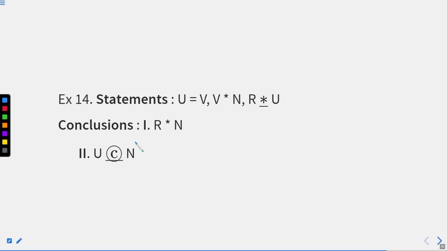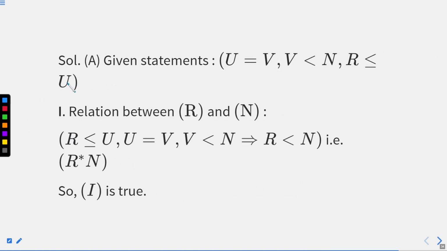It means U and N. We need to check whether we are going to derive the relation or not, right? For that, what can we do? First, we'll use the mathematical operations instead of the symbols given. We have this first statement, second statement, and the third statement. What are we required to derive? We are required to derive the relation between R and N.